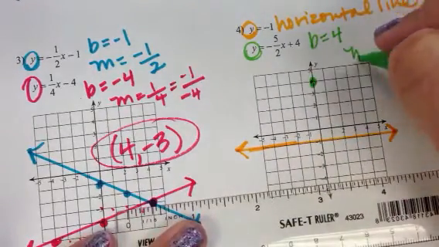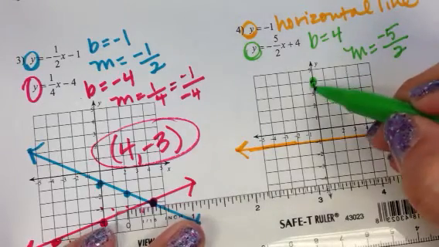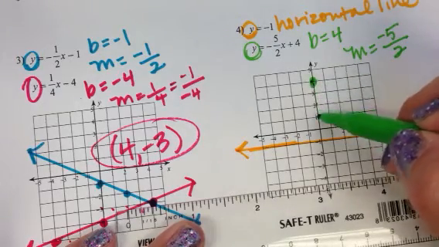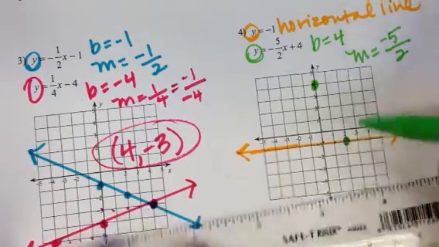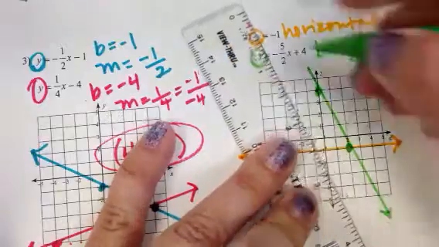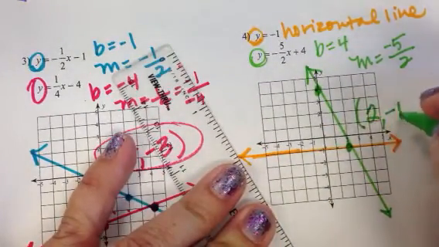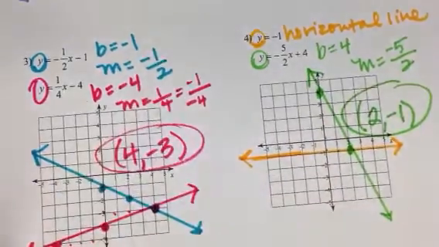Then I'm going to look at my second equation's b value of 4. Place that there. The slope is -5/2. I do see I can go down 5, so 1, 2, 3, 4, 5, and to the right 2. And I don't have room to do the rest. That horizontal line and this oblique line, it's called, intersect at the point 2, -1. That's the solution to this.